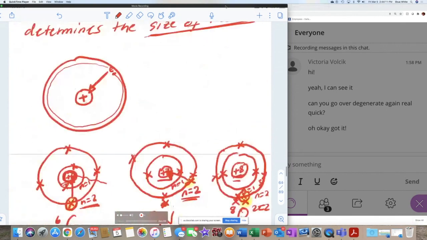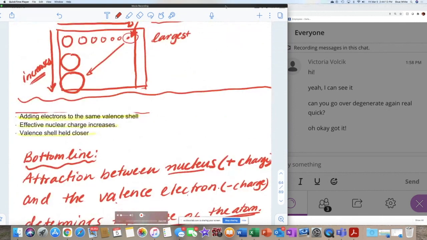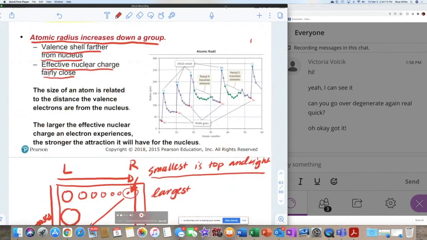So when they say here the effective charge is the same, where was that? It's fairly close. That's what they were trying to communicate. So if this is not the reason why the size is different, the only reason why the size is different is this one here. Valence shell is further away from the nucleus.